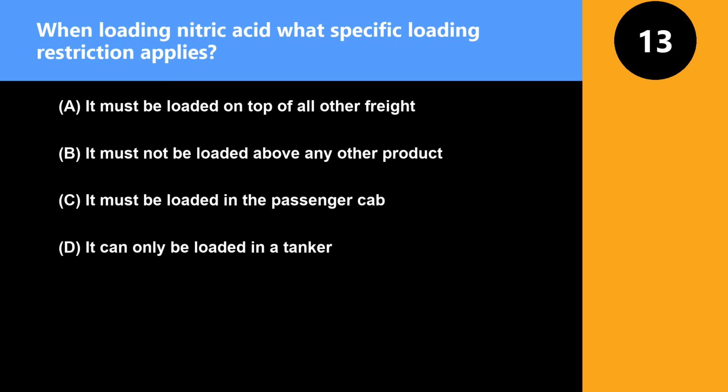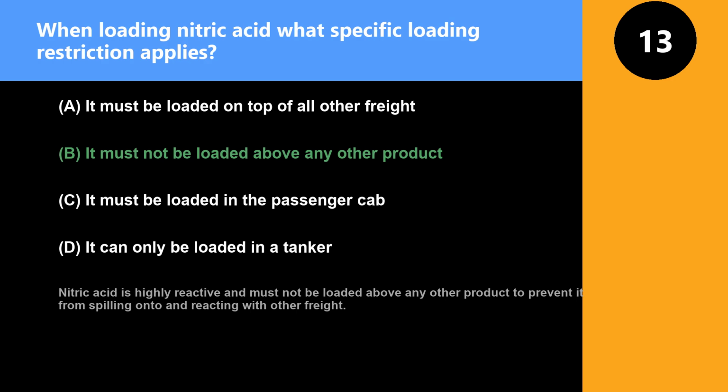Question 13. When loading nitric acid, what specific loading restriction applies? Option A, it must be loaded on top of all other freight. Option B, it must not be loaded above any other product. Option C, it must be loaded in the passenger cab. Option D, it can only be loaded in a tanker. The correct answer is option B. It must not be loaded above any other product. Nitric acid is highly reactive and must not be loaded above any other product to prevent it from spilling onto and reacting with other freight.